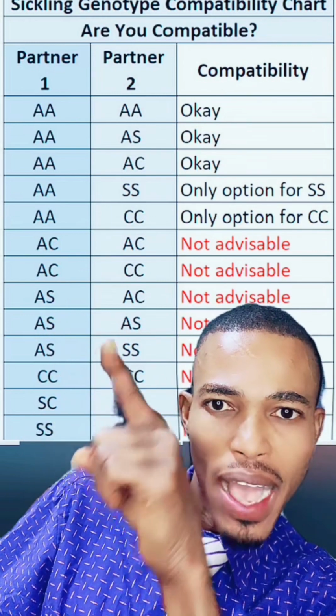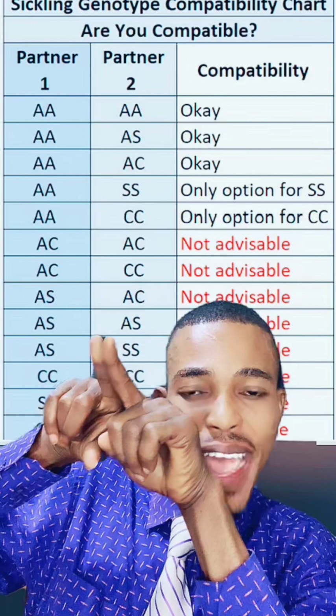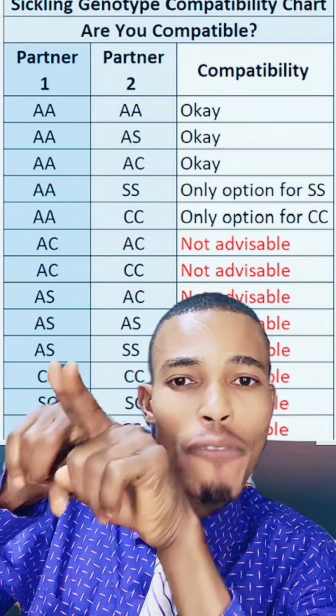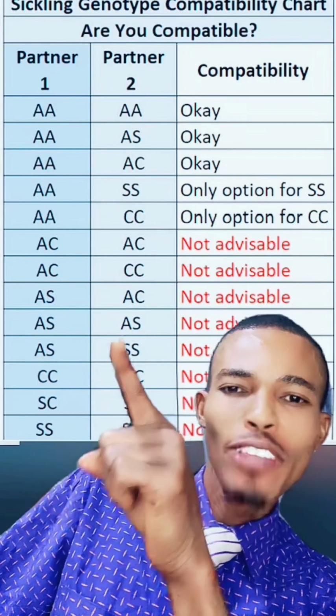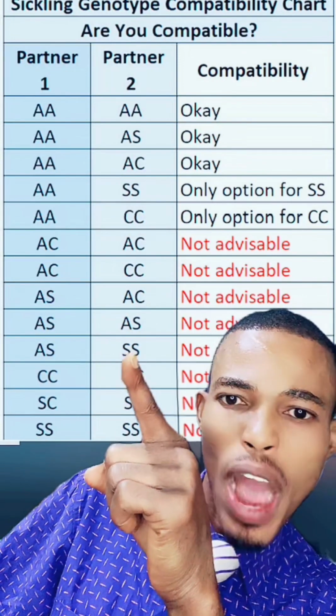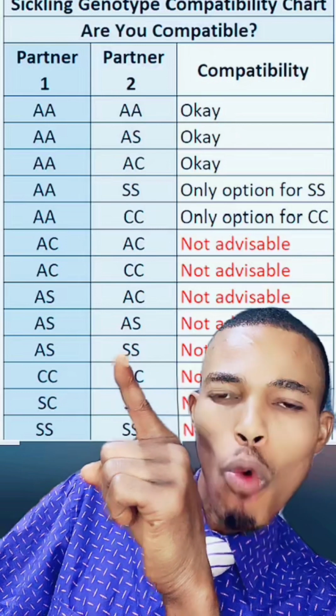It will go like this, and then another S. So you get SS to come in together. So you have to avoid that. If you are AS, you can't marry an SS individual. If you make that mistake, what is going to happen?